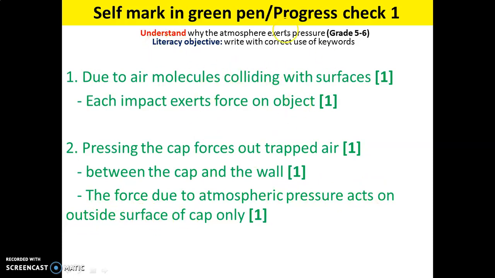So, that's your first objective, understanding why the atmosphere exerts pressure. Make the corrections that you need to make. Give yourself a mark out of 2 for question 1 and a mark out of 3 for question 2. And when you're ready, let's move on.